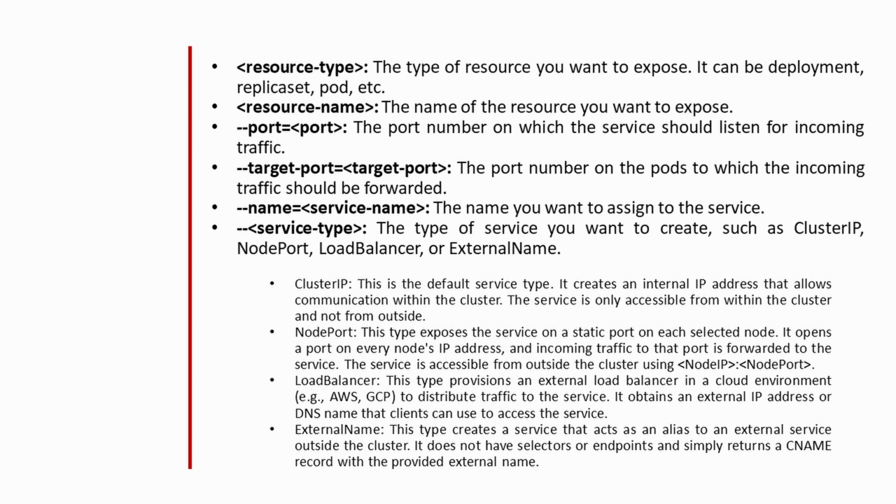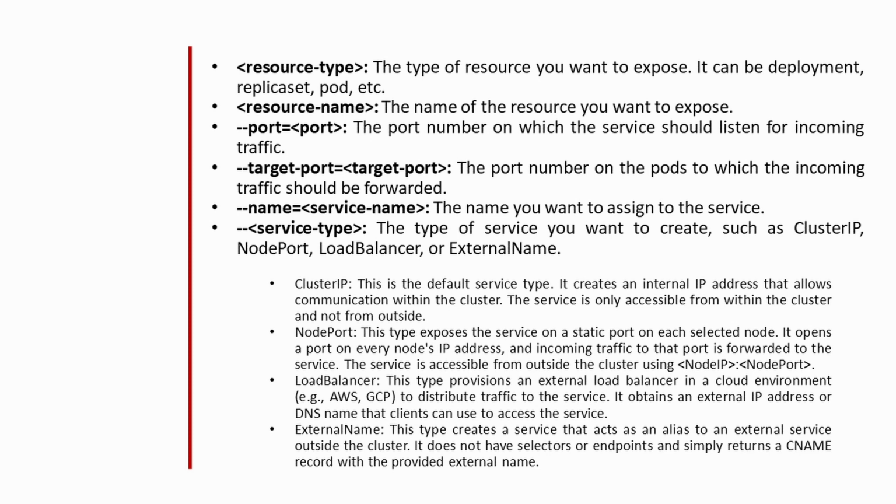Node port: this type exposes the service on a static port on each selected node. It opens a port on every node's IP address, and incoming traffic to that port is forwarded to the service. The service is accessible from outside the cluster using node IP and node port.